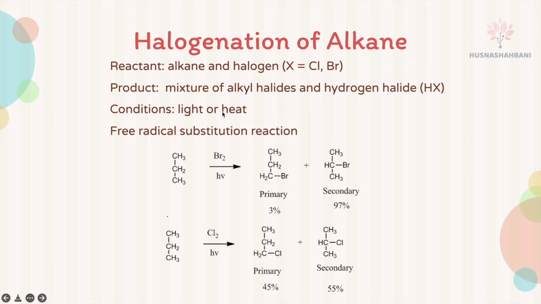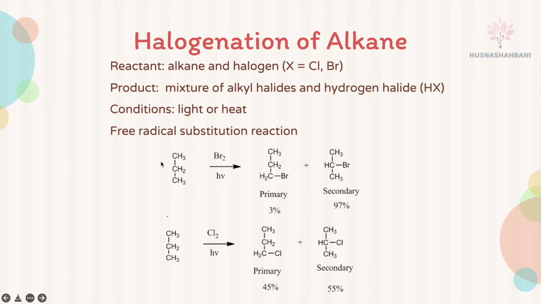Conditions: light or heat, or it can also be UV. The type of reaction is free radical substitution. The name of the reaction is halogenation of alkane.